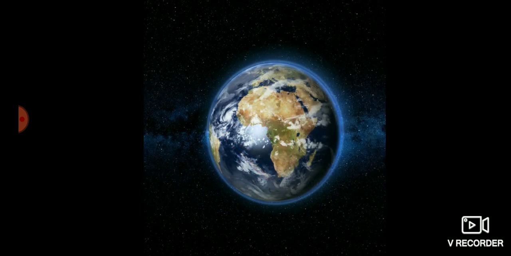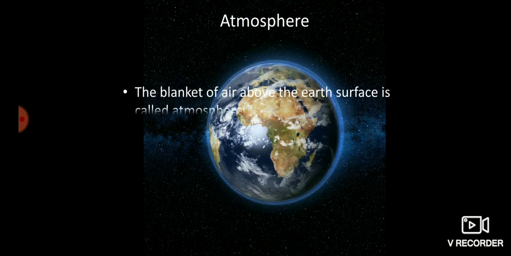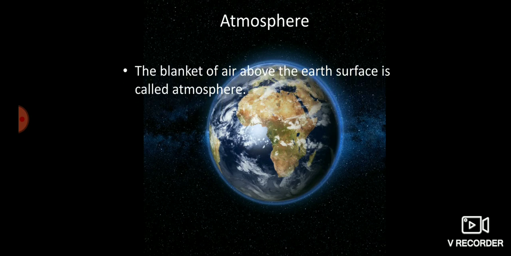Next, atmosphere. Atmosphere is the blanket of air above the Earth's surface. This atmosphere protects the Earth from harmful radiations of the sun. This atmosphere maintains the temperature of the Earth. So, for the existence of life, atmosphere is very vital and plays an important role.